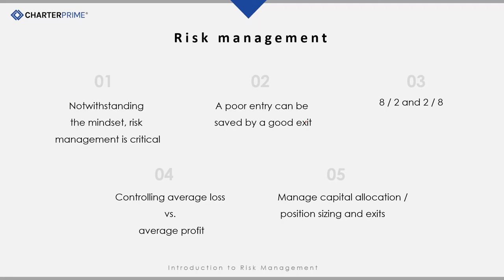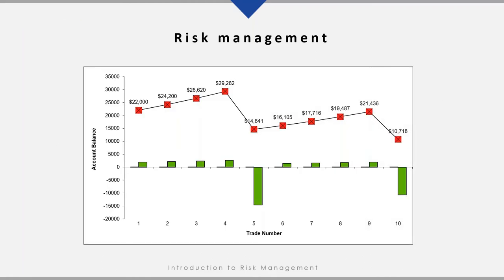8228, I'll talk about in just a second. Average loss, average profit, I'll talk about that a little bit later as well when I talk about reward to risk. And really to me, risk management all boils down to managing our trading capital and our account size, determining each individual trade size and how much money we commit to different trades, and then obviously managing our exits, both in a profit and in a losing position.